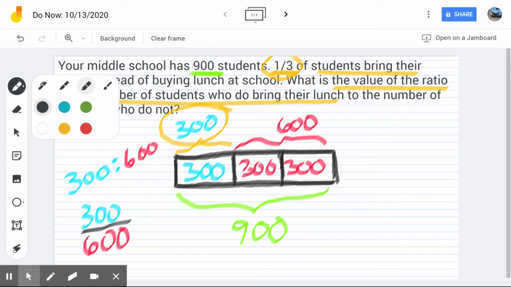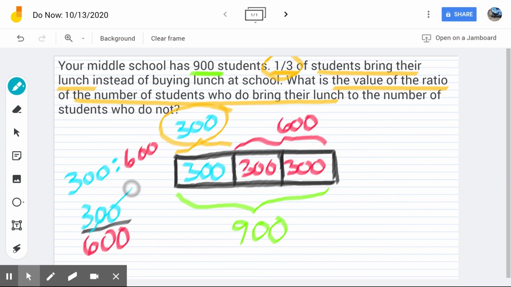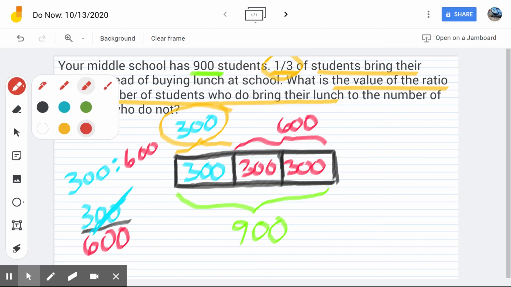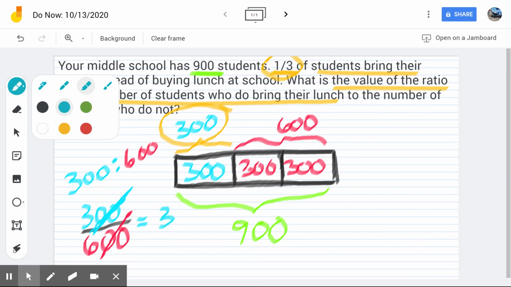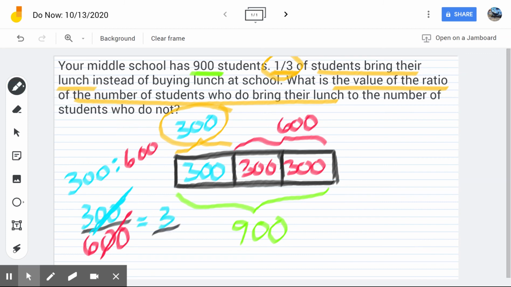So if I see that both numbers are a multiple of 100, then I can just divide both of them by 100. 300 divided by 100 leaves 3. So I can cancel out my hundreds places in the numerator and the denominator. So this reduces to 3 over 6 or 3 to 6. But I can actually go one step further.